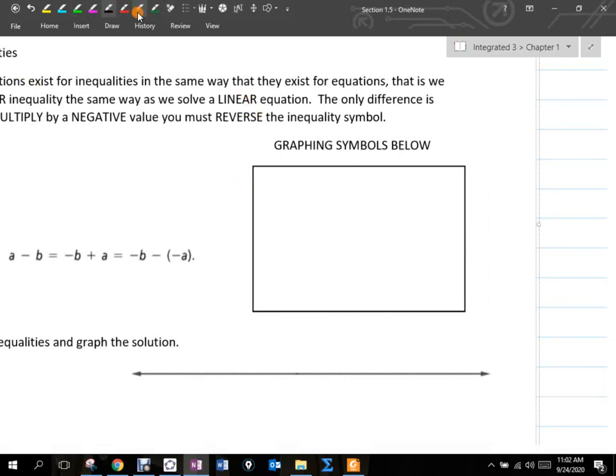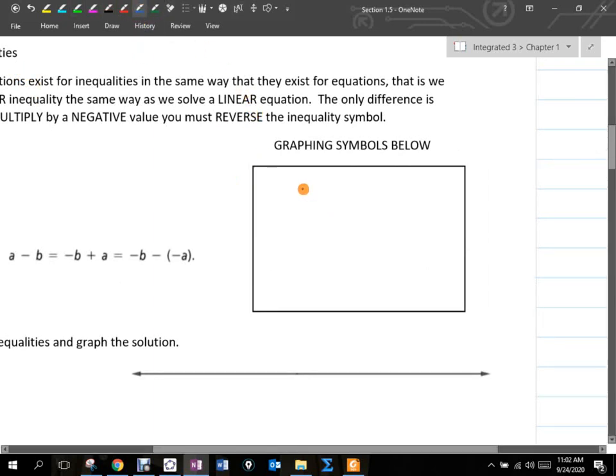And then on Monday, remember, we've got a quiz tomorrow on Monday. We'll pick up with the rest of this section. They're called compound inequalities. That's what we'll pick up on Monday.